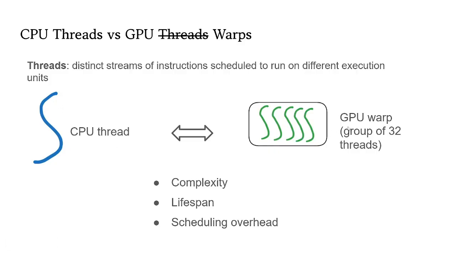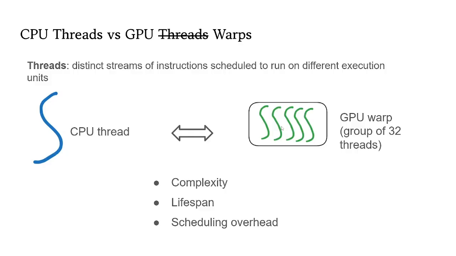Now, there isn't really an analogous unit to what we call GPU threads on the CPU. Instead, it's more meaningful to compare the CPU threads with a unit called a warp on the GPU. A warp is a group of 32 threads. The reason I'm making this analogy is because all the 32 threads in a warp run the same instruction at any clock cycle, but on different pieces of data.